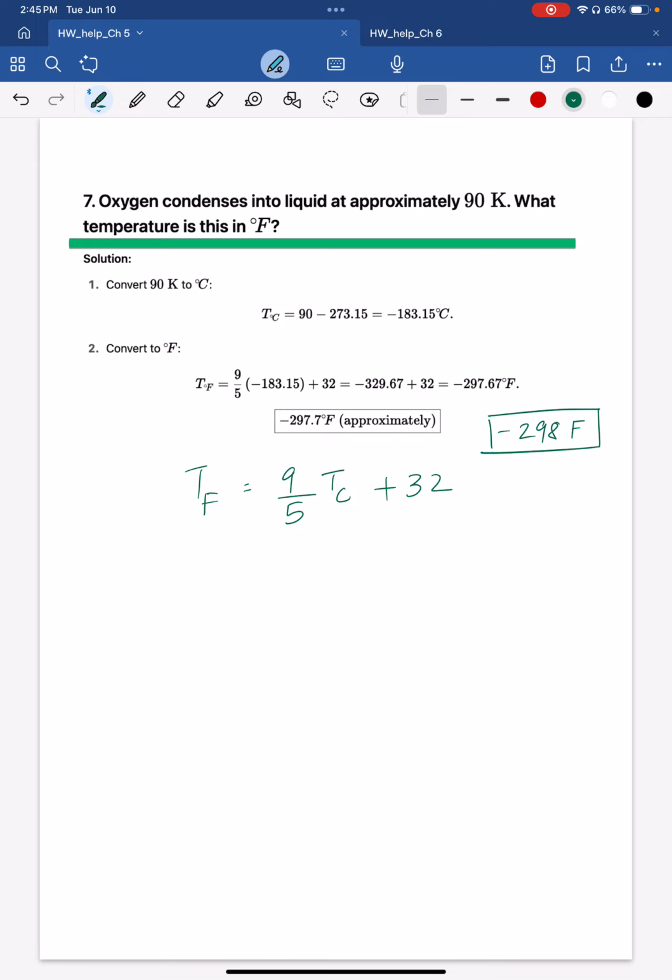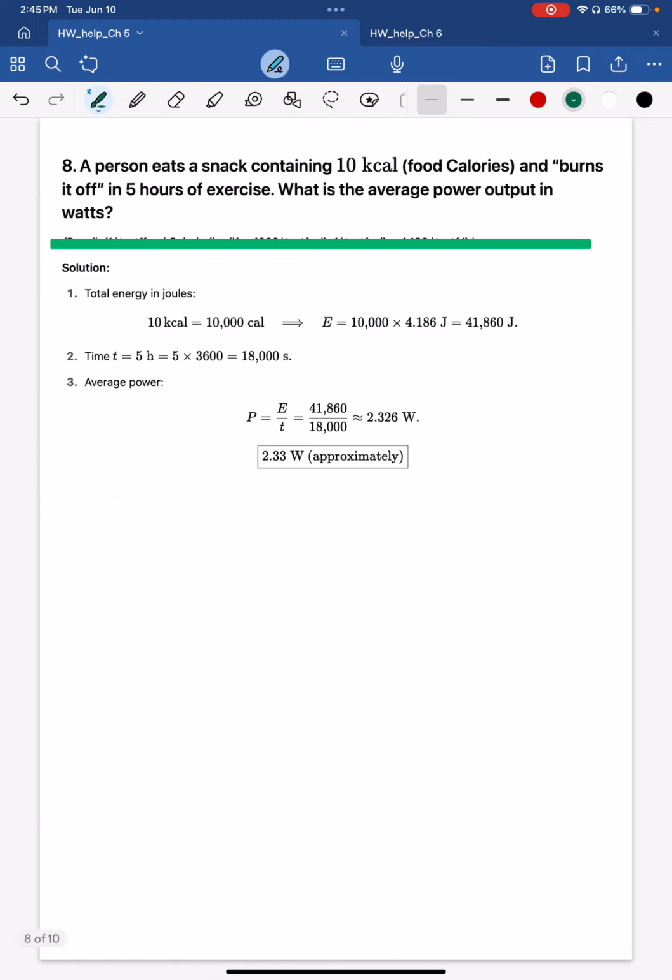Okay. Eighth one. A person eats a snack containing 10 kilocalories. So be careful on food packets. Although it's written as calories, they mean kilocalories. Okay.